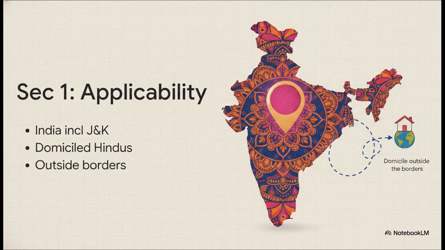So starting off in Section 1, the absolutely crucial thing to grasp is exactly where and to whom this act applies. It extends to the whole of India. And please, highlight this in your minds. This includes Jammu and Kashmir as of October 30, 2019. But here is the most important word: domiciled. The act applies to Hindus domiciled in these territories, even if they're currently outside of said territories. That word domiciled is going to be the absolute key to unlocking our case study a bit later on.